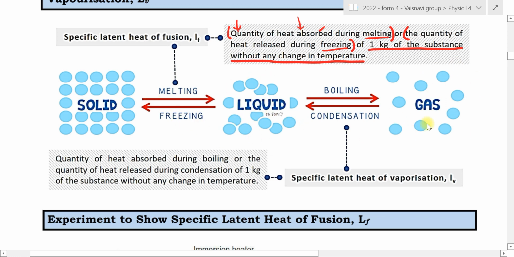Kalau liquid nak become a gas, it is either boiling, liquid become gas, or gas become liquid. We call condensation. That one we call specific latent heat of vaporization. Quantity of heat absorbed during the boiling, okay, or the quantity of heat released during the condensation of 1 kg of the substance without any change in temperature is known as specific latent heat of vaporization. Boleh faham in terms of definition? Boleh sir. Okay, very good.